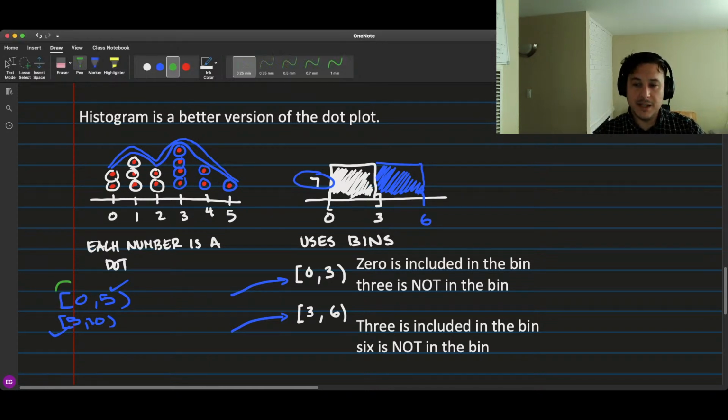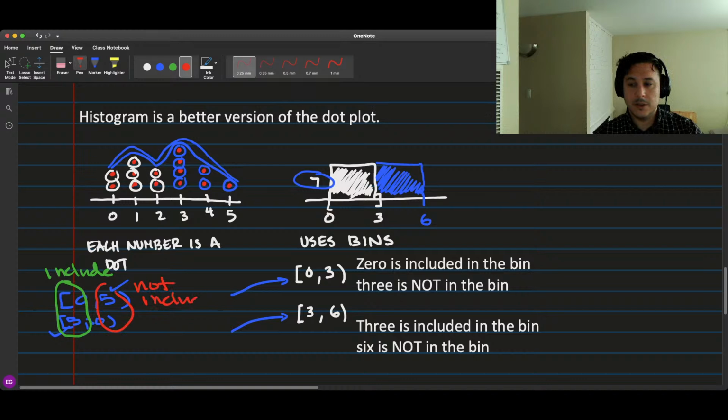Yes, so the left-handed number is included, but the right-handed number is not included when I give you. Yeah, yes. That's how it's always going to work for us when it comes to the bins.